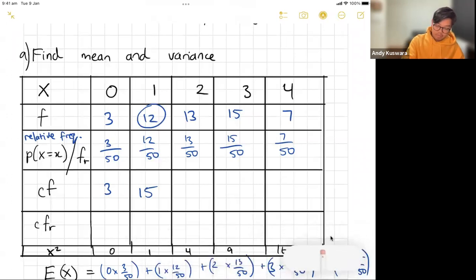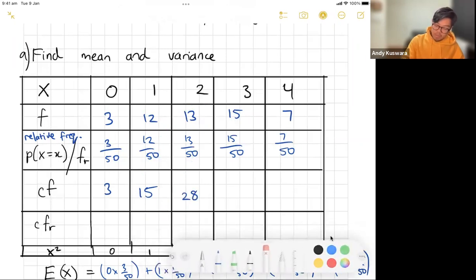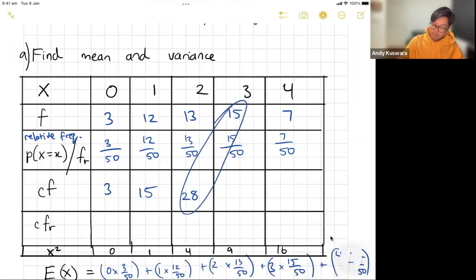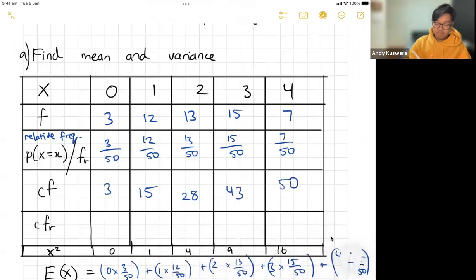And then now we go 15 plus 13, so those two numbers, and that's going to be 28. Once we've got that 28, we add that number up there: 28 plus 15, that's 43. And the last one is, once we've got 43, we add 7. That'll give us 50. Okay, that's CF, cumulative frequency.